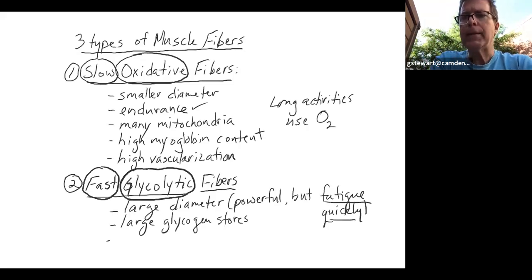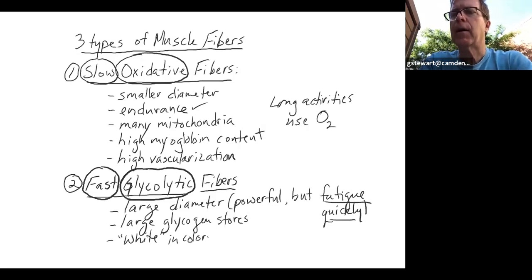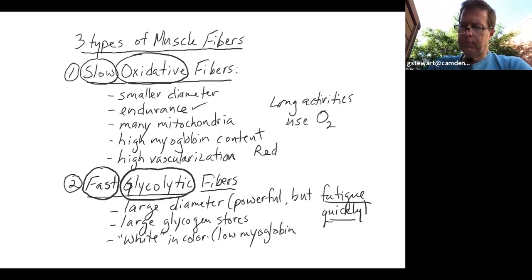They tend to be white in color because they don't have very much myoglobin. These tend to be red in color, white in color. I'm writing low myoglobin. They also have very few mitochondria because they don't need them. They don't use oxygen.